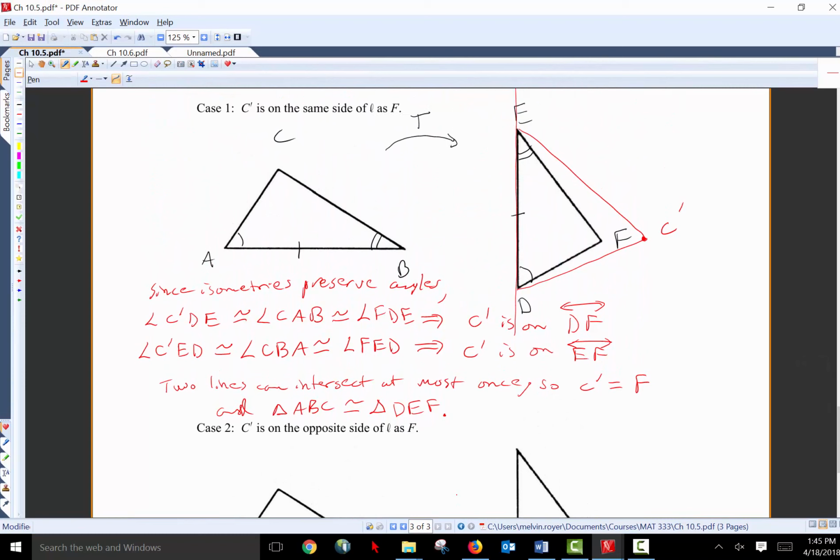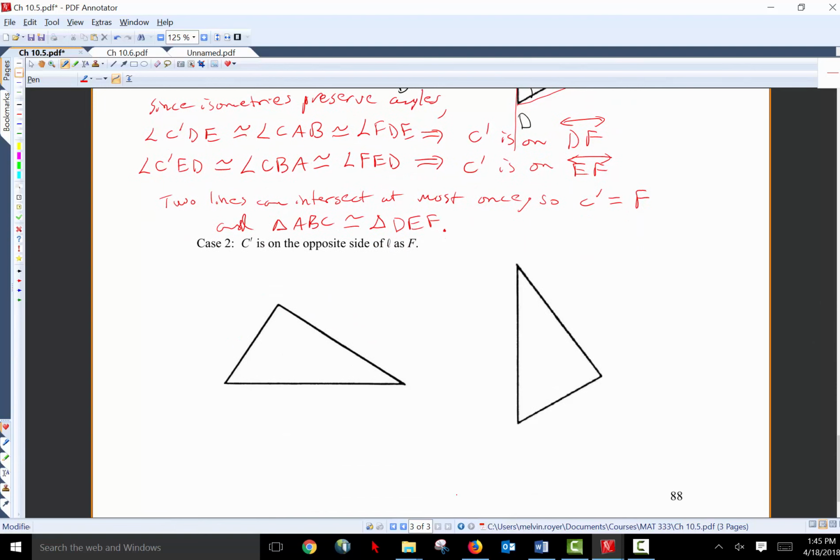Okay, what I did here was to send A to point D where I wanted it to go, and send B to point E where I wanted it to go, and then lived with where C went. It might go on the right side of the line, correct? On the same side as F. It might go to the opposite side. So what happens then? Then the picture is like this.